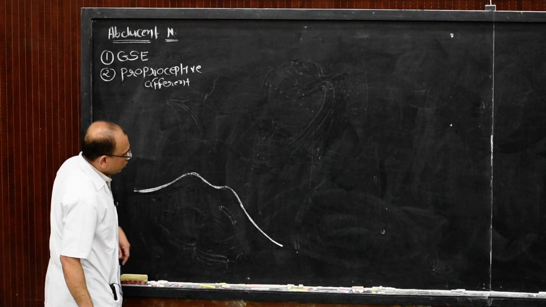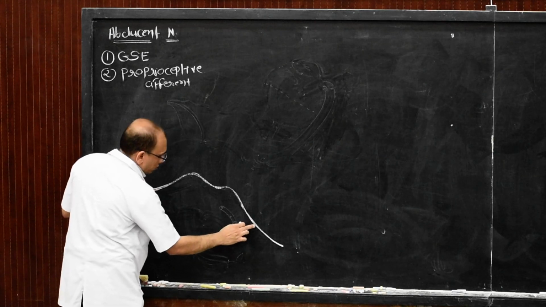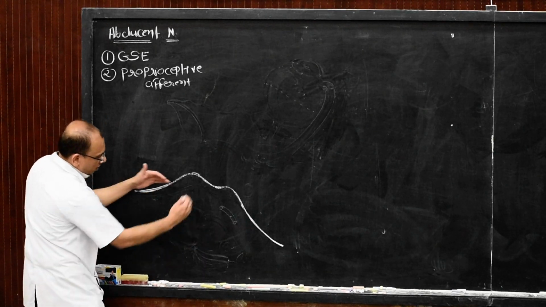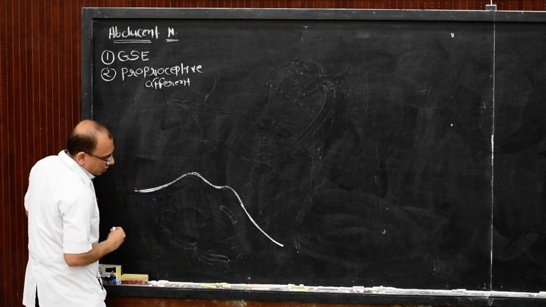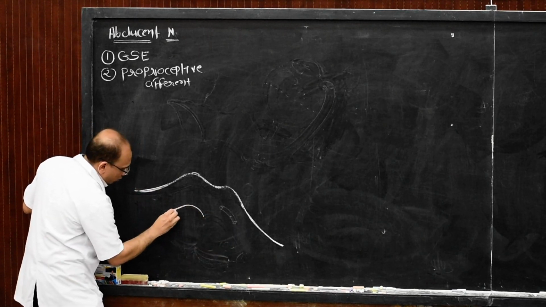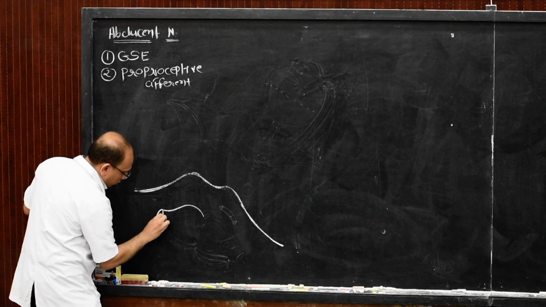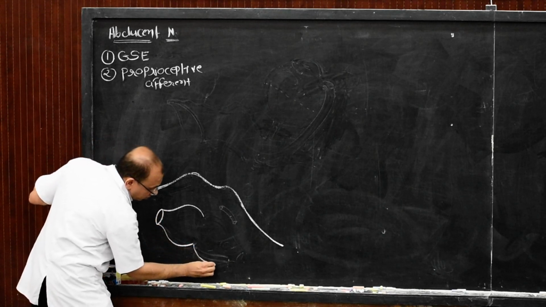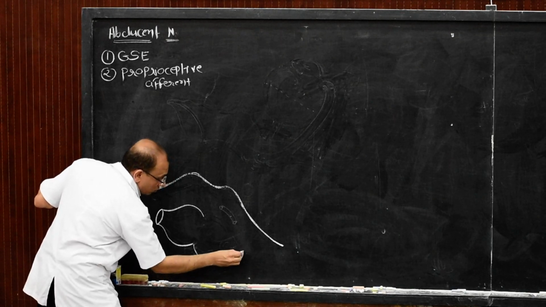This one is the posterior clinoid process, and these two are the superior border of the petrous part of the temporal bone. So behind this area is the posterior cranial fossa, and now I am drawing a section of the pons. This one is the pons. This one is a section of the pons.